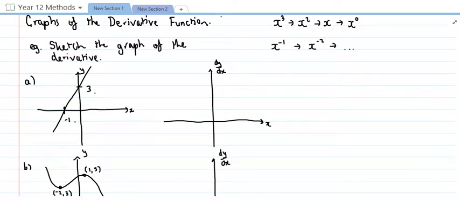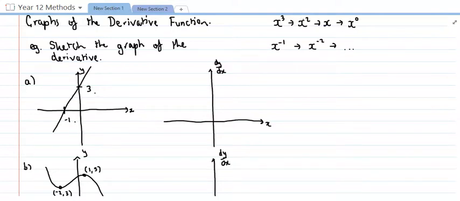Hi everyone, in this video I'm going to look at graphs of the derivative function. So basically what we have to be able to do is look at a graph of something and decide what the graph of the derivative should look like. Now with all the differentiating we've already done, we've seen that as we differentiate things the powers decrease.